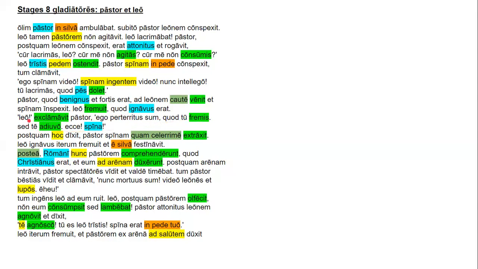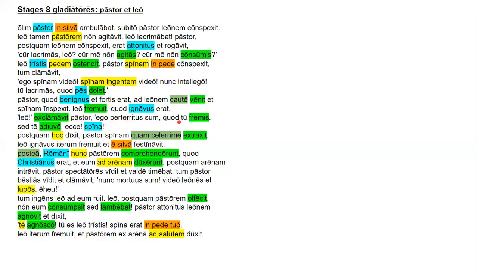So lion. This is another vocative. So it's a direct address. He's yelling at the lion. Exclamavit pastor. So this is a perfect tense verb, and pastor is the nominative subject of it. So the shepherd exclaimed. Ego perterritus sum. So I, nominative subject. Sum is the verb, present tense form of sum, esse. So I am. Perterritus is another nominative predicate adjective with this copulative verb. So I am terrified. Absolutely terrified.